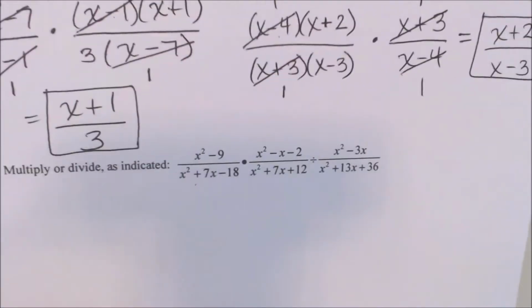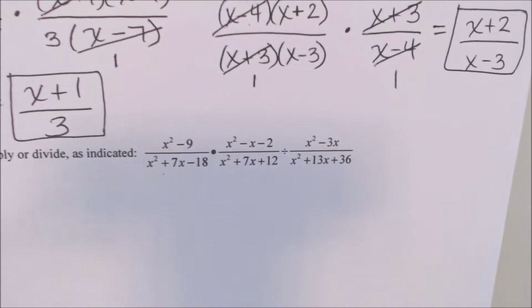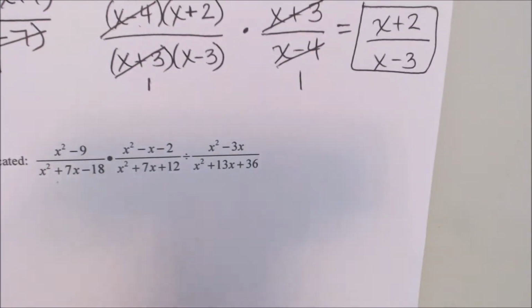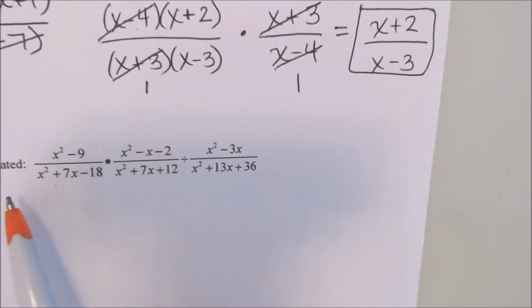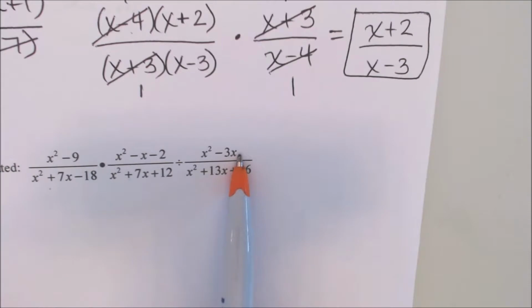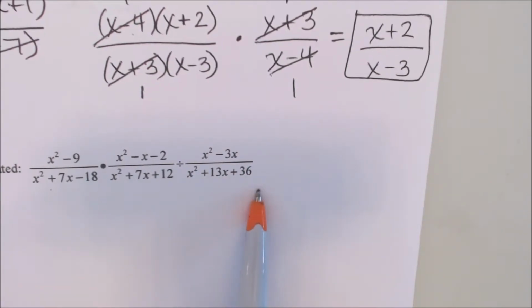Okay, let's take a look at example 4. They're asking us to multiply or divide as indicated. So we have this big crazy expression. We're multiplying and dividing three fractions. So let me read it to you. It's x squared minus 9 all over x squared plus 7x minus 18, times x squared minus x minus 2 all over x squared plus 7x plus 12, divided by x squared minus 3x all over x squared plus 13x plus 36.